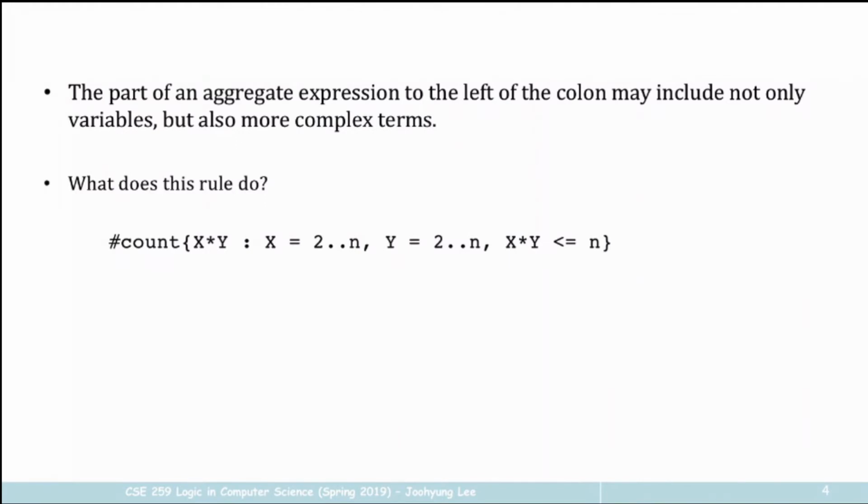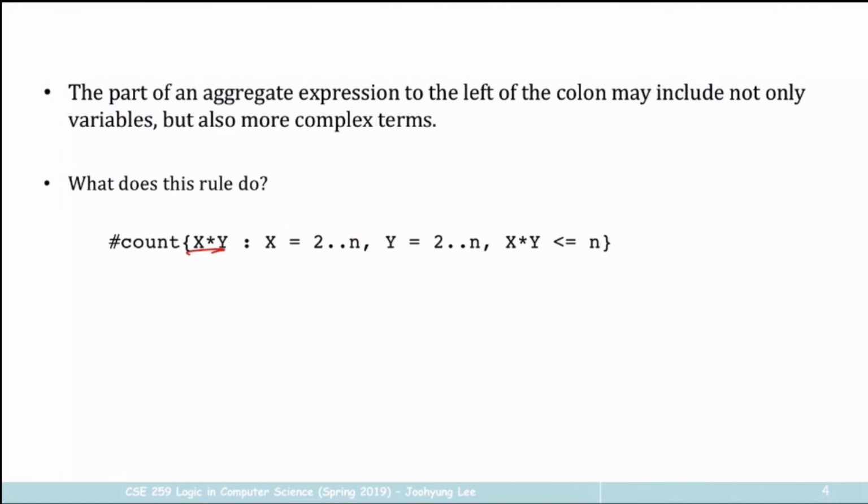How many products? How many composite numbers are possible? Yes, right. So it's actually not just the product, but the values of the product, the composite number itself. How many composite numbers are possible? So let's see why. Here we have x times y. We are counting it, but x goes from 2 to n, y goes from 2 to n, and x times y is less than or equal to n. So we want to count up to n. How many composite numbers are there?